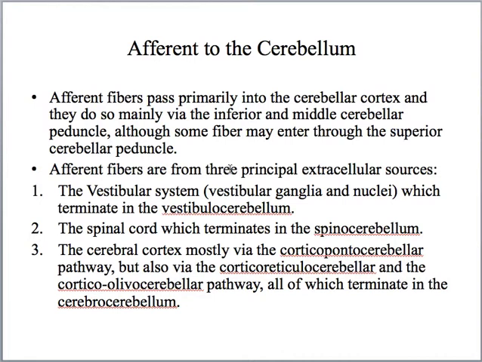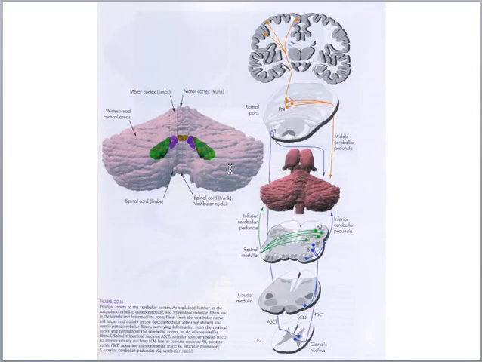The spinal cord is going to terminate in an area of the cerebellum referred to as the spinocerebellum. And lastly, the corticopontocerebellar pathway: cortical neurons project into the pons, and then from the pons they project into the contralateral cerebellum via the middle cerebellar peduncle. Okay, and that's all I want you to focus on in this particular slide regarding the afferents.